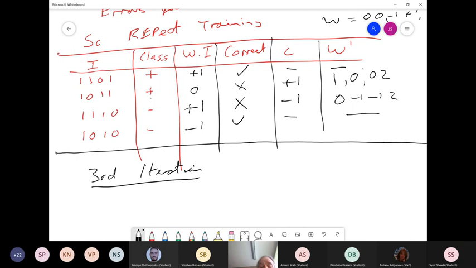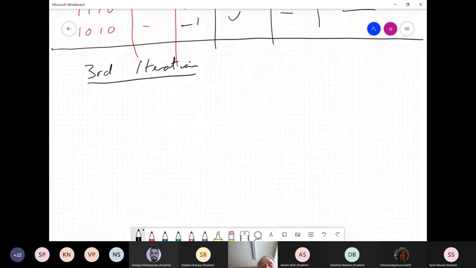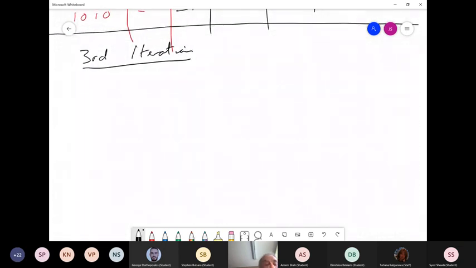And the third iteration, let's write the patterns down. 1, 1, 0, 1. 1, 0, 1, 1. 1, 1, 1, 0. And 1, 0, 1, 0.